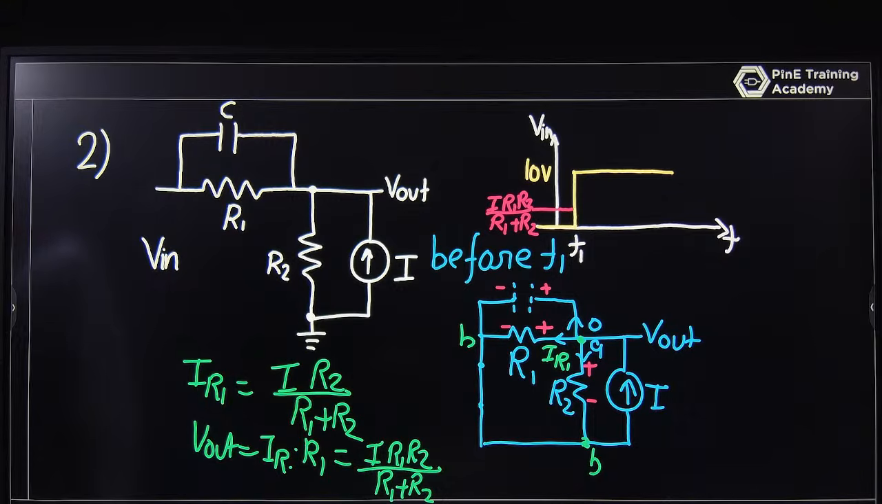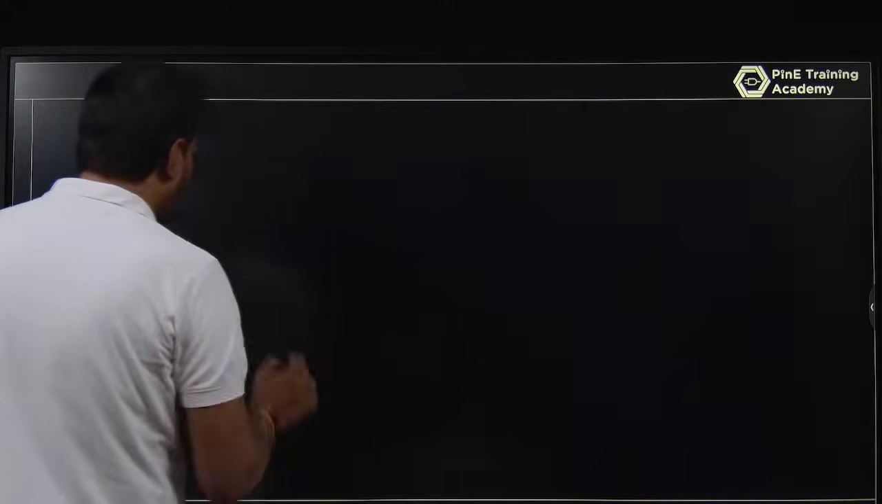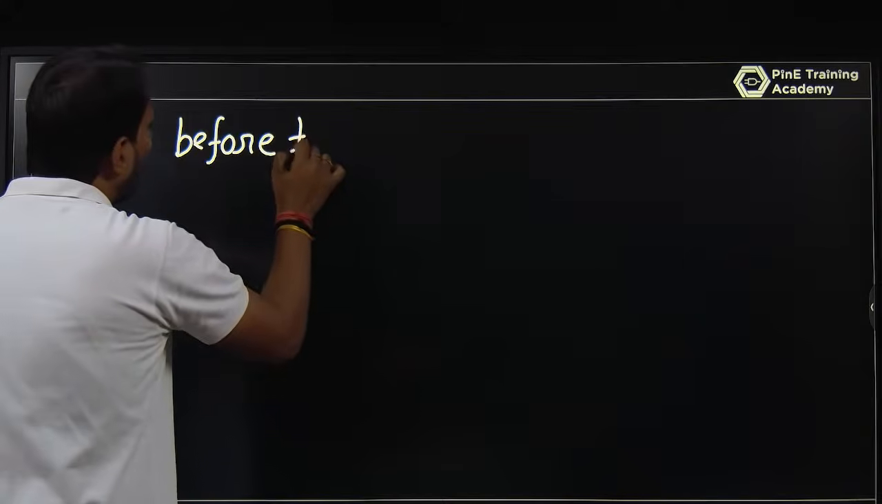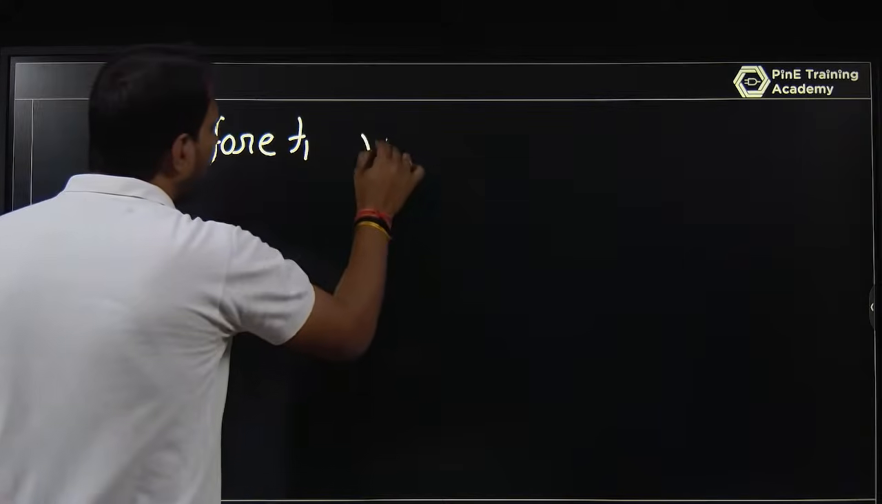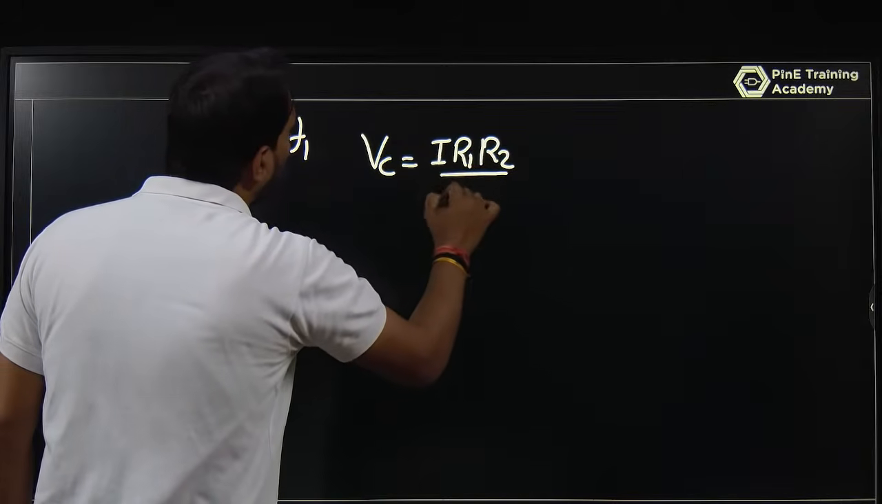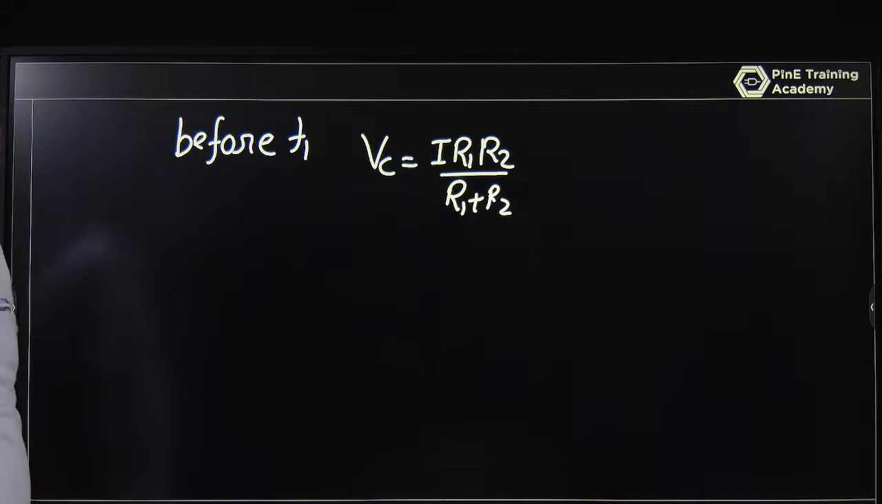So the voltage VC before T1 is I R1 R2 upon R1 plus R2. Remember the direction: the right side is positive and the left side is negative. And we know that the capacitor does not allow a sudden change.